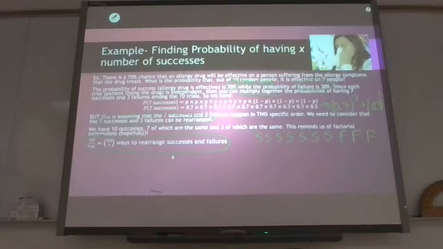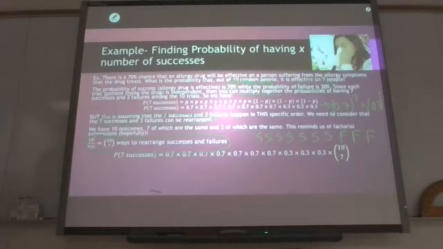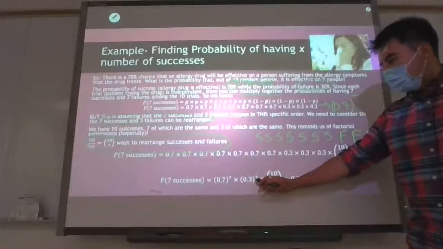So now, all we have to do is take our old formula, which is back up here. And again, going back to what Jessica said, don't even write 0.7 times 0.7 times 0.7, blah, blah, blah. Write 0.7 to the power of 7, 0.3 to the power of 3. And the only difference is I'm going to multiply by 10 choose 7. And then I end up with this big giant expression here: 0.7 to the power of 7 times 0.3 to the power of 3, times 10 choose 7.